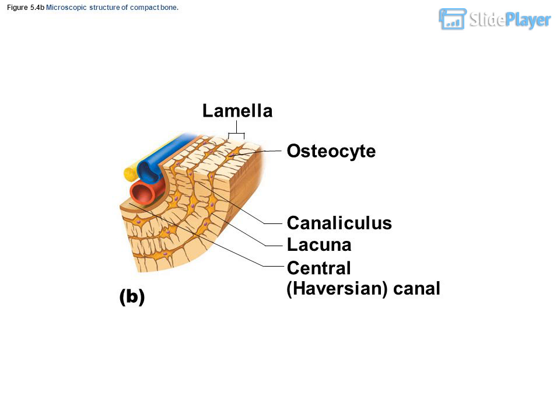Figure 5.4b, microscopic structure of compact bone. Lamella, osteocyte, canaliculus, lacuna, central Haversian canal.